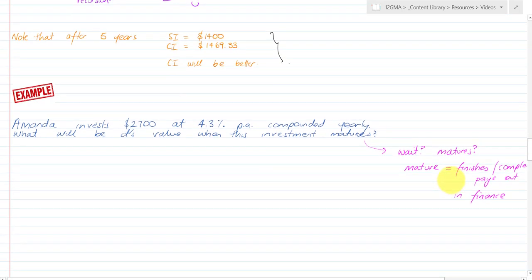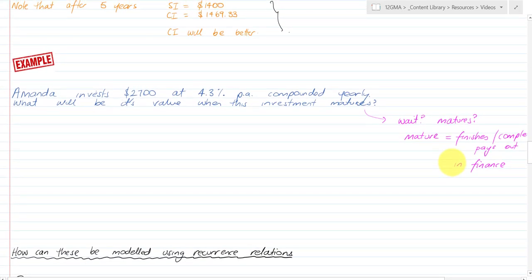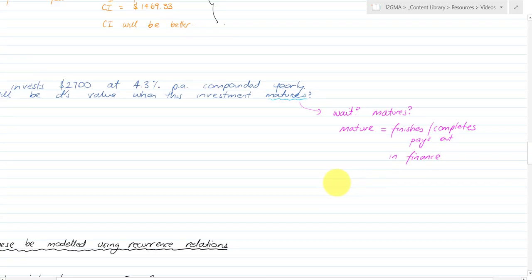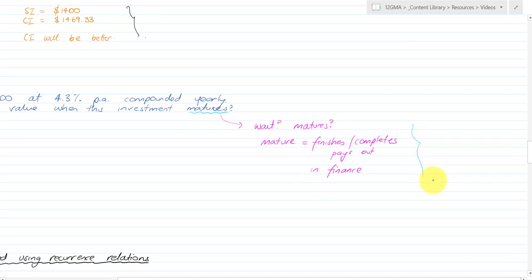Let's have a look at an example. Amanda invests $2,700 at 4.3% per annum compounded yearly. What will be its value when the investment matures? Well, maturity, first of all, I've written a little thing over here. An account matures when it ends. If you have a fixed rate account or you have a savings account that's locked in for 5 years, it matures after 5 years. So it's a financial term.